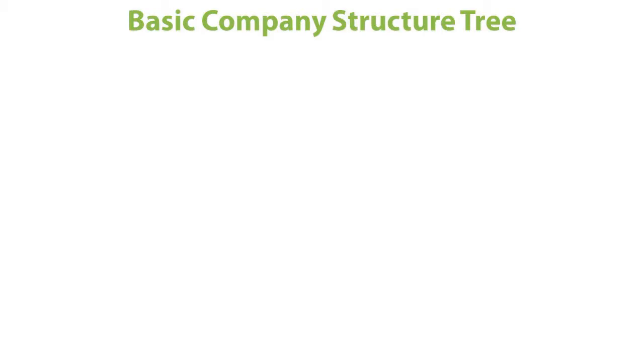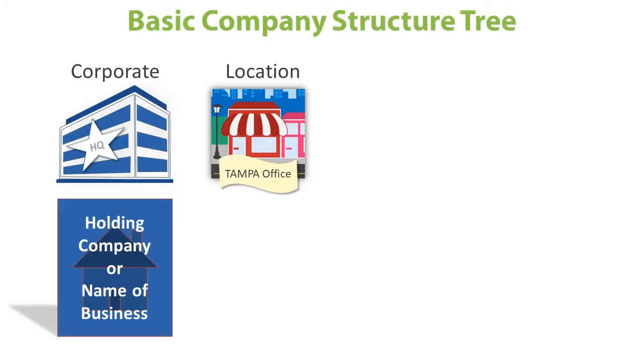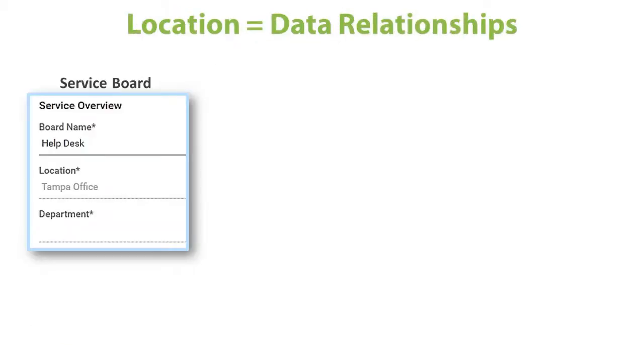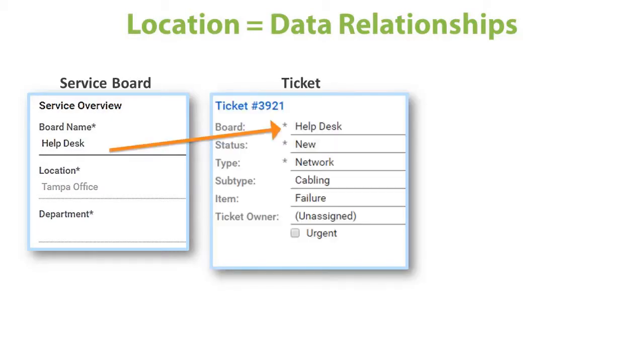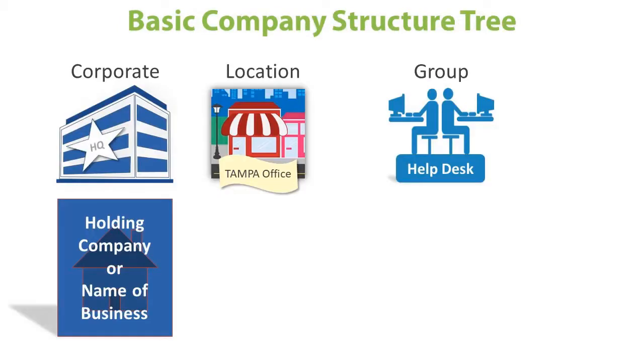Let's look at what is required in your structure tree. Start with the corporate level named for your holding company or business. Then add 1 location level named for your billing location. Your location helps to align the data relationships. This shows that a service board is aligned to 1 location in the setup. The tickets on that board will inherit the same location, although it doesn't show on the ticket. And the time entries on each ticket will inherit and show the same location. You also need a department or group, which we will cover later.